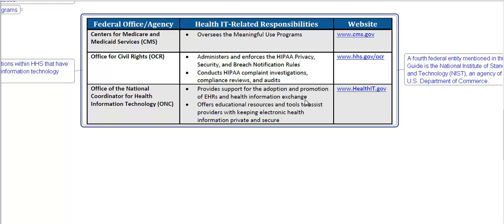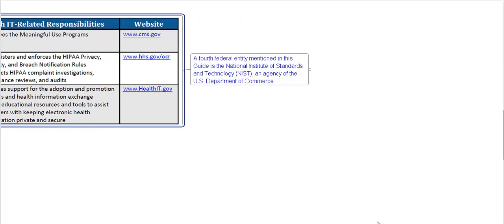The Office of the National Coordinator for Health Information Technology (ONC) provides support for the adoption and promotion of EHR and health information exchange, and offers educational resources and tools to assist providers with keeping electronic health record information private and secure. This is the website, www.healthit.gov.